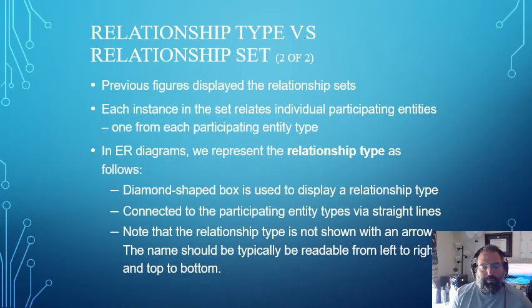In ER diagrams, we represent the relationship type as follows. A diamond-shaped box is used to display a relationship type, connected to the participating entity types via straight lines. Note that the relationship type is not shown with an arrow. The name should typically be read from left to right, top to bottom.